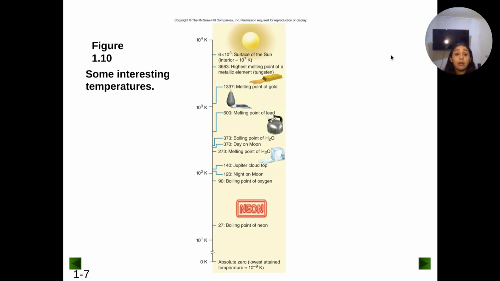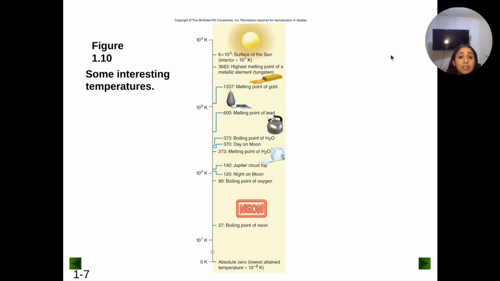273 is the melting point of H2O, otherwise known as water, here on Earth. 370 is what the day feels like on the moon, and 373 is the boiling point of H2O here. 600 is the melting point of lead. 1,337 is the melting point of gold in Kelvin. 3,683 is the highest melting point of a metallic element, tungsten.